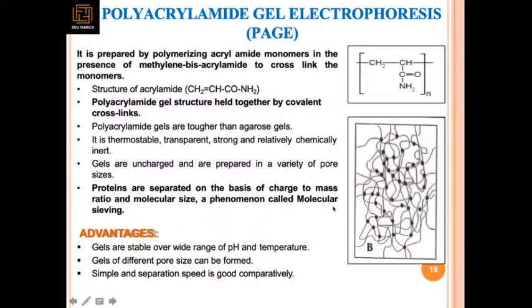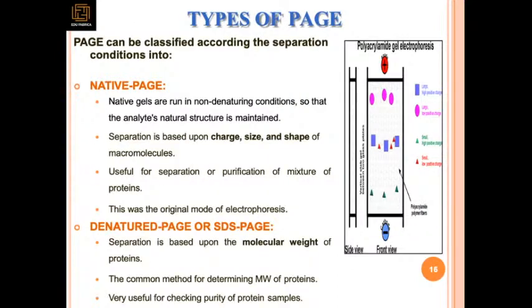They are separated on the basis of charge to mass ratio and molecular size, a phenomenon called molecular sieving. Advantages are a wide range of pH and temperature is possible, different pore sizes can be formed, and it is simple and the separation speed is comparatively good. PAGE can be classified into two types, that is native PAGE and denatured PAGE, or SDS-PAGE.